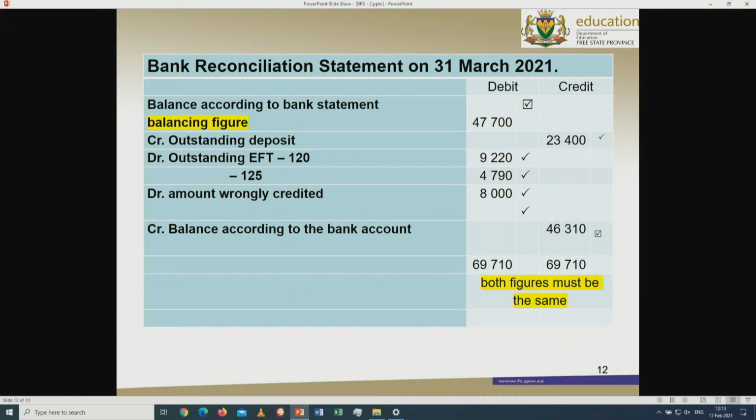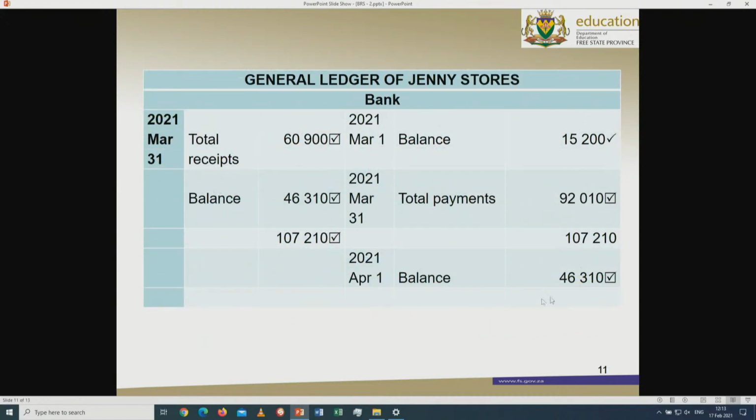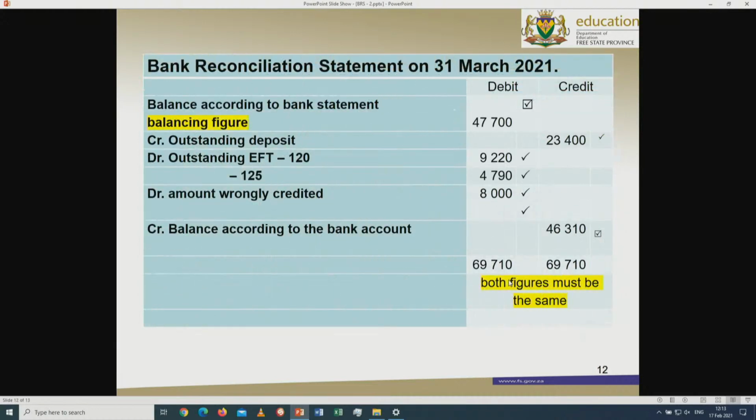The credit balance according to bank account is from the bank account that we have prepared. This balance, remember, because it's on the credit, because credit side is more than debit, it will be a credit balance. If it goes to the bank reconciliation, it will also be on the credit. Remember, the balance according to bank account will not always be credit, will not always be debit. It can either be debit or credit. It will depend on our bank account if it's favorable balance or unfavorable balance. The same as with the balance from the bank statement. It will either be a debit balance or a credit balance.